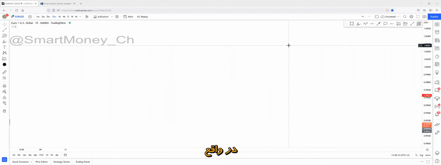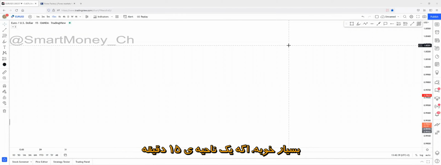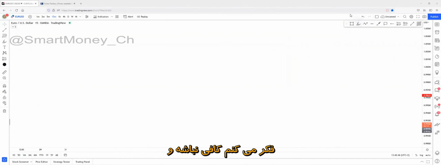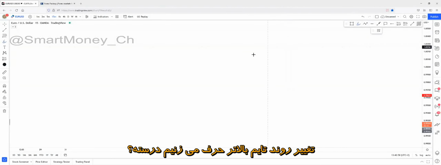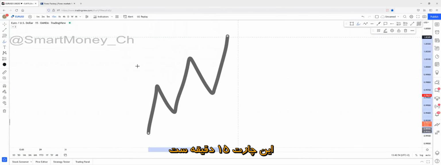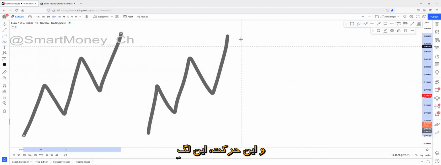Actually, I would only say a 4-hour retracement. A 4-hour zone retracement will be good. If a 15-minute zone retraces price, just like I drew, I believe that won't be enough. That won't be counted as a higher time frame zone, because we are talking about the higher time frame trend change, right? So if price creates a strong change of character, this is the 15-minute chart, and this is the 4-hour chart, and this movement is this leg of the 4-hour chart.